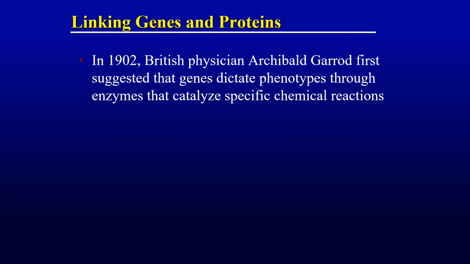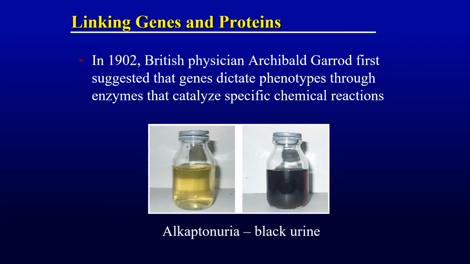And let me tell you why he came up with that idea. So he was aware of this rare inherited genetic disease called alkaptonuria. It's often called black urine. And you can see by this picture on the left that urine is usually that color. But if you have this rare inherited genetic disorder, you produce a substance called alkaptone. And that substance is released in your urine, and on exposure to air it oxidizes and forms this black color. That's why it's called black urine.